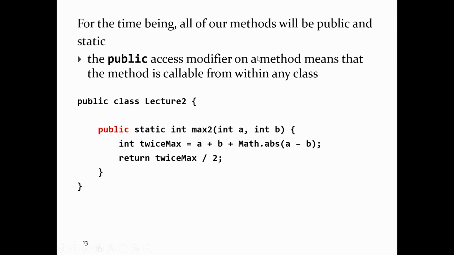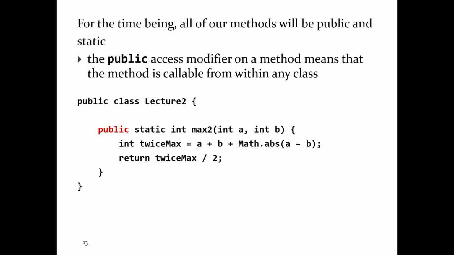Okay, so for the time being, all of our methods are going to be public and static. If you mark a method as being public, that means that the method is visible to all other classes, assuming the class is also visible to all other classes. So if the class is visible to everybody and the method is visible to everybody, then anybody can use the method that's marked public.